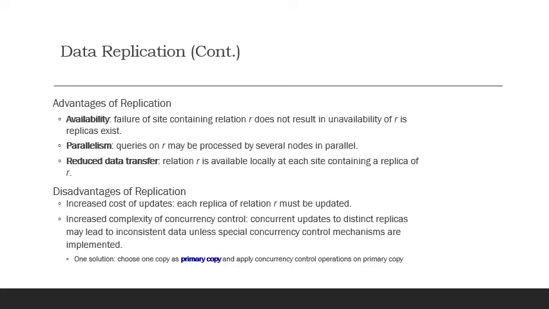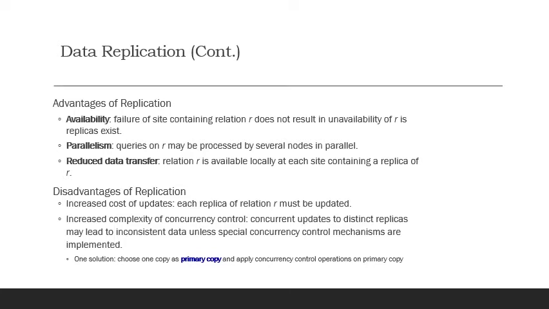There are a number of advantages and disadvantages to replication. Let's see one by one the advantages. Availability: if one of the sites containing relation R fails, then the relation R can be found in another site. Thus, the system can continue to process queries involving R despite the failure of one site. Then we have increased parallelism.